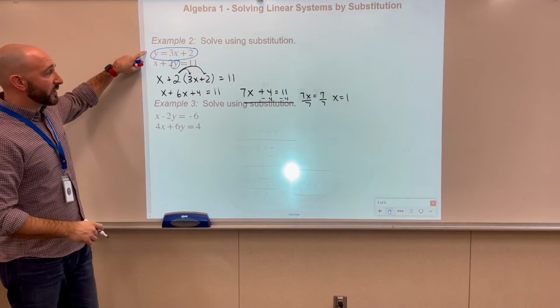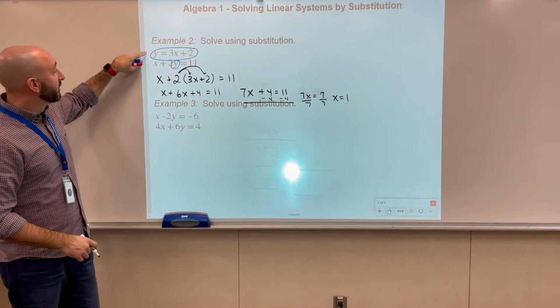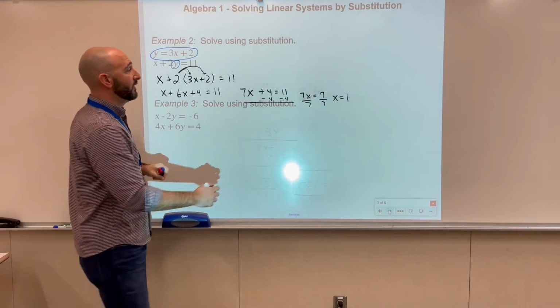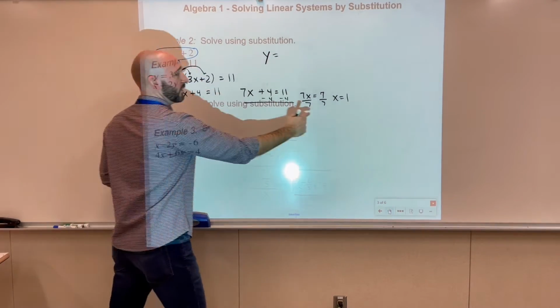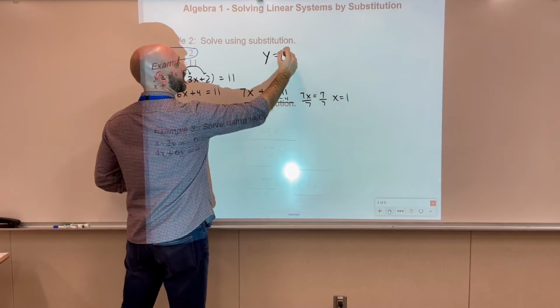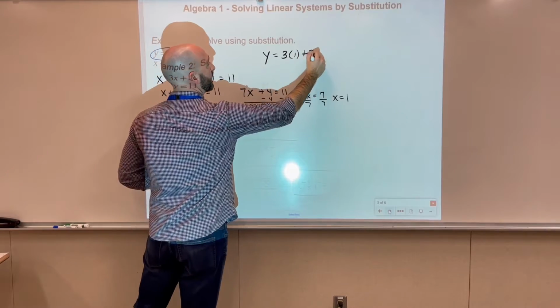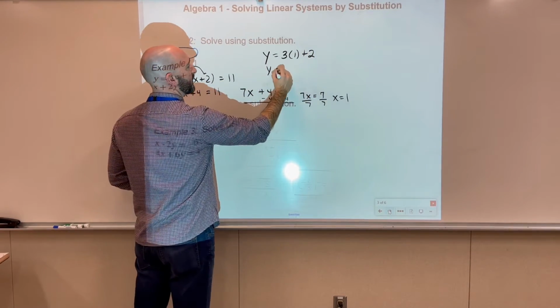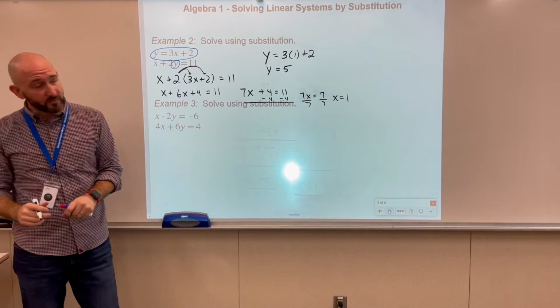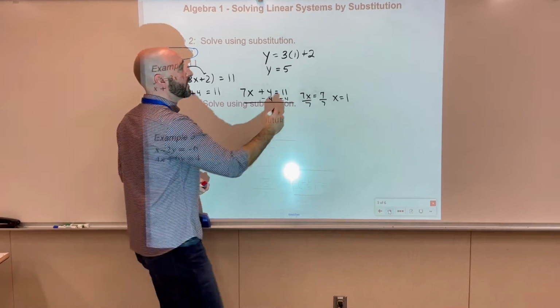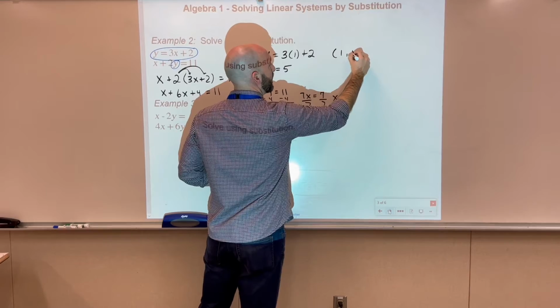Now what we're going to do is use this top equation to find the corresponding y coordinate. So y is going to equal, we're replacing x with 1, so 3 times 1 plus 2. So y is going to equal, it looks like, 5. So the solution to this system of equations is (1, 5).